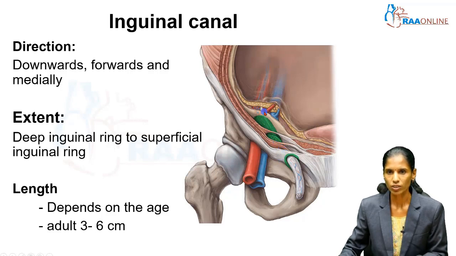So what is the extent of this inguinal canal? It extends from the deep inguinal ring, which is present laterally and in the deeper plane, up to the superficial inguinal ring, which is present more medially and in the superficial plane. The length of the inguinal canal is not the same for all individuals; it depends on the age. Normally in an adult, the length of the inguinal canal is about 3 to 6 centimeters.